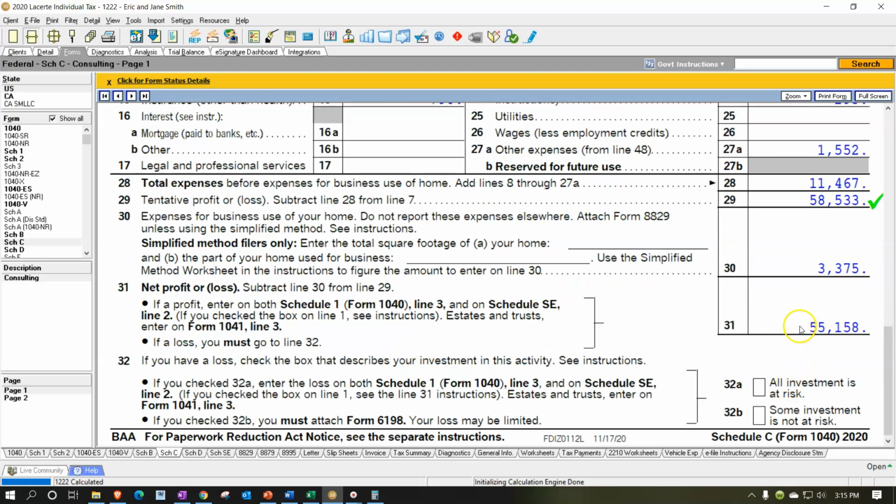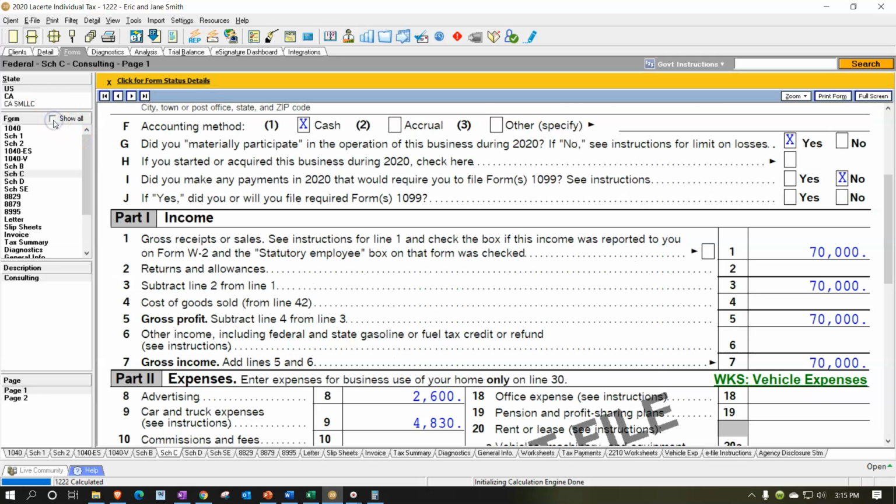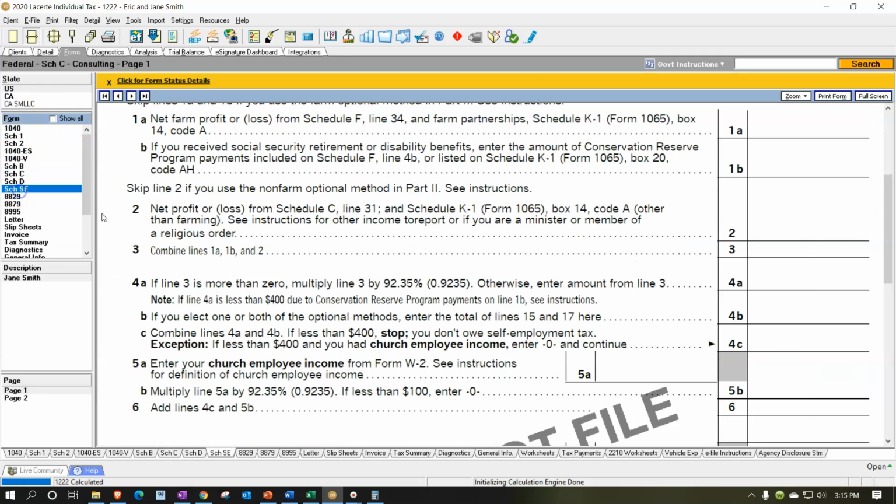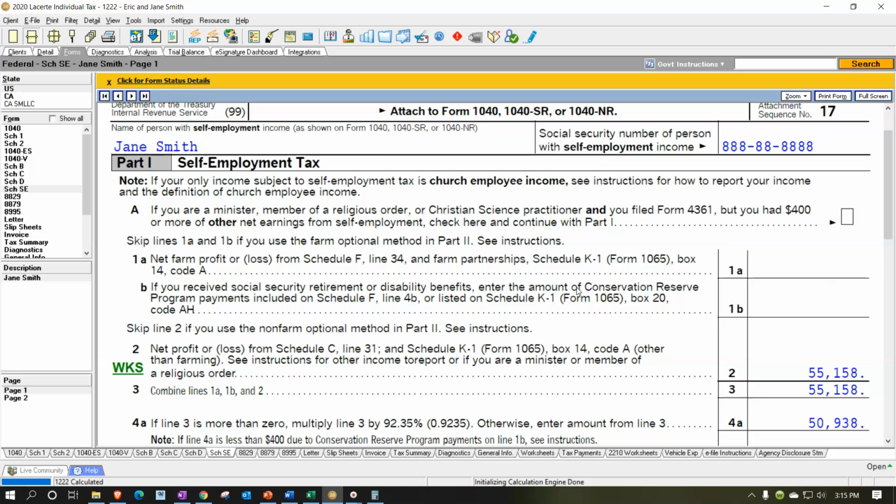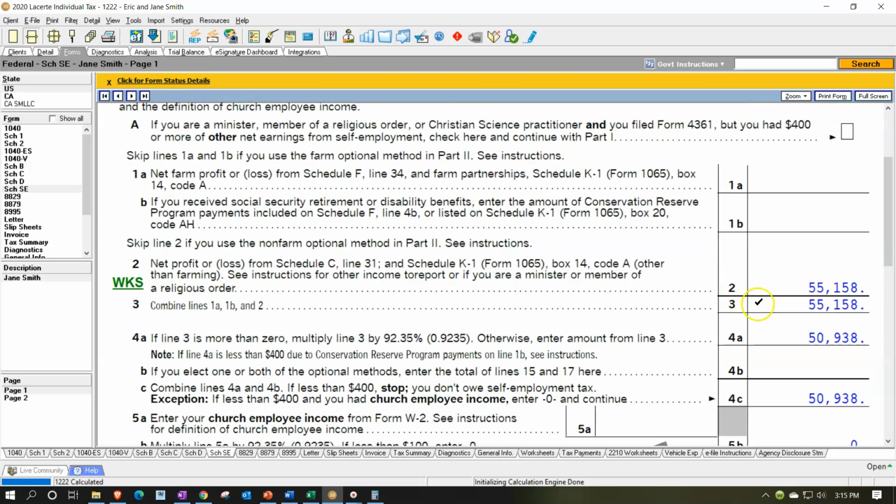So this bottom line here, the 55,158, is not simply going to be included in line 1 of the 1040 to calculate the federal income tax, but you also have to deal with this Social Security tax down here, which is going to be the Social Security and Medicare, the self-employment tax calculation. And if we can lower the Schedule C income, it's going to lower the Social Security and Medicare tax, which is typically going to be a good thing. Okay, so now we've got that.